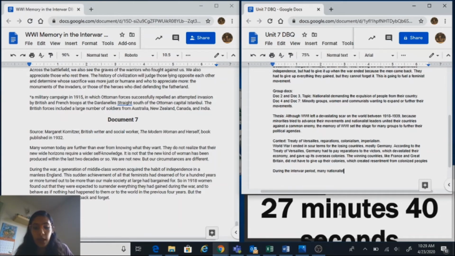Okay, so when we start writing our body paragraphs, my first body paragraph is going to be about the nationalists demanding the expulsion of people from their country, using documents 2 and 3. And I want to do a topic sentence first in that paragraph to kind of sum up what the paragraph is going to be about. And then I want to start going on to what my documents say.